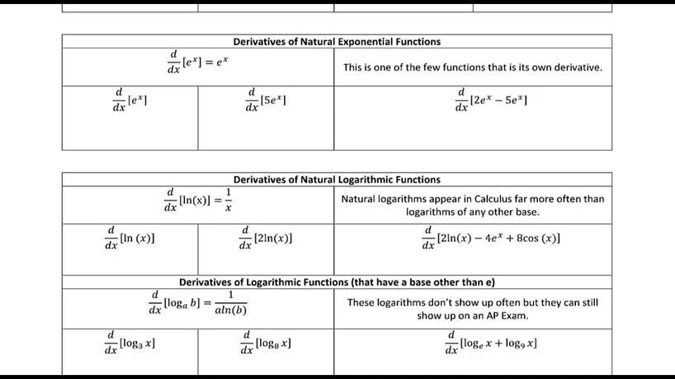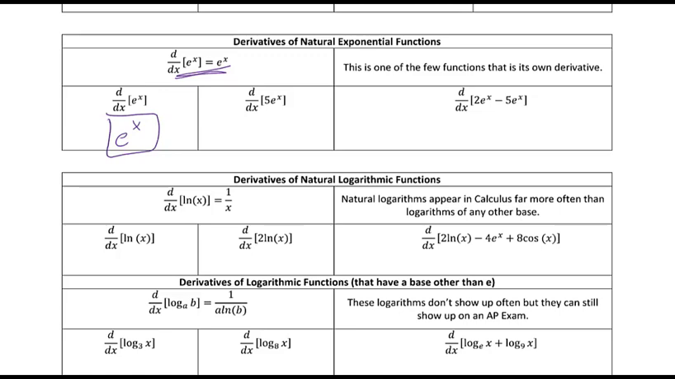All right, next up we've got the derivative of a natural exponent function, which is just like e to the x. And e to the x is one of the very few functions that is its own derivative. The derivative of e to the x is e to the x. And because of that kind of neat relationship, this does come up all the time in calculus. So the derivative of e to the x is e to the x.